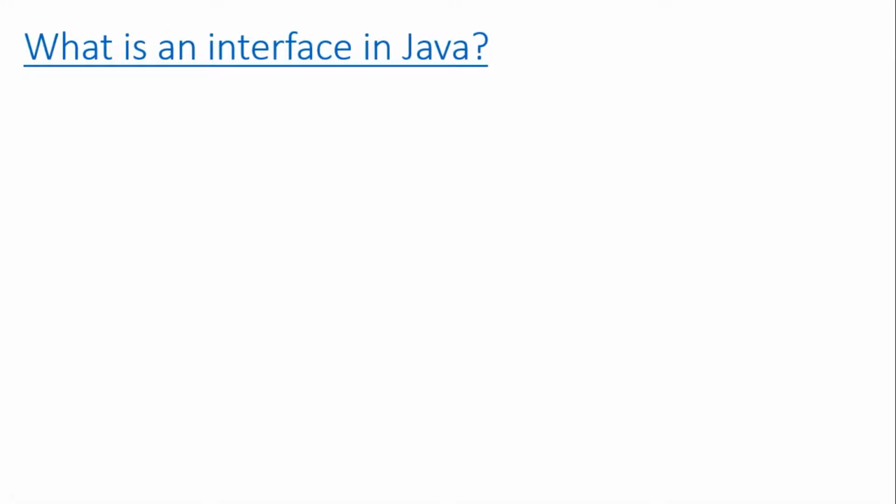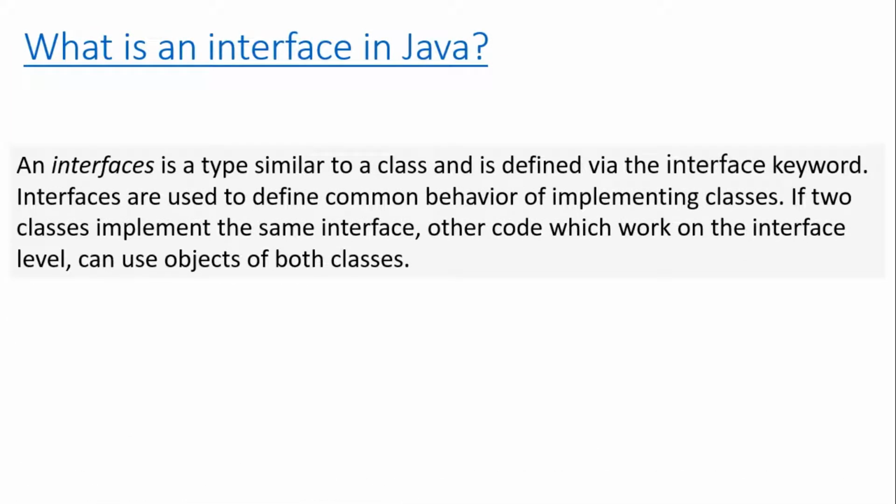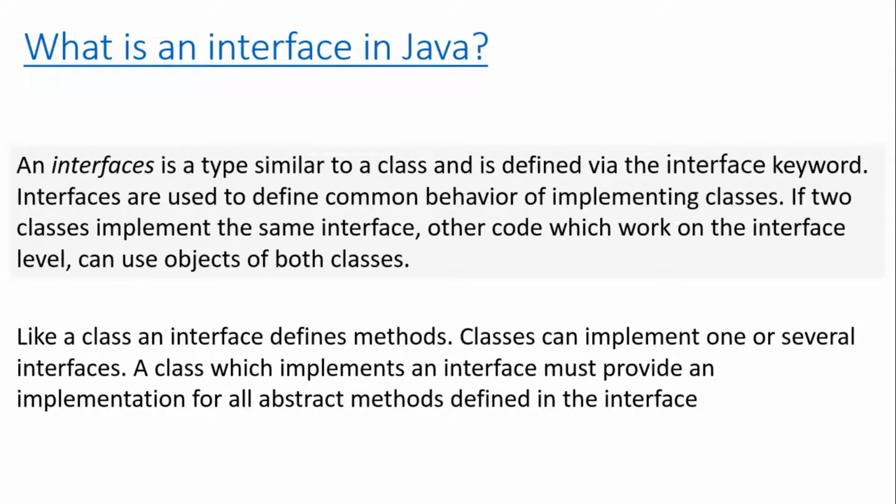Java interfaces. What is an interface in Java? An interface is a type similar to a class and is defined via the interface keyword. Interfaces are used to define common behavior of implementing classes. If two classes implement the same interface, other code which works on the interface level can use objects of both classes. Like a class, an interface defines methods.